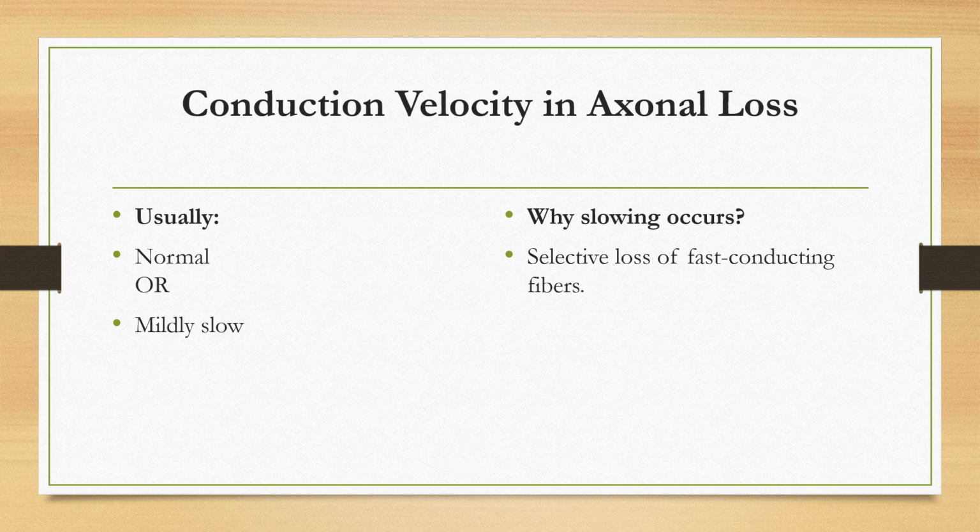Conduction velocity in axonal loss. Usually, conduction velocity remains normal or slows mildly. It slows because of selective loss of fast conducting fibers.